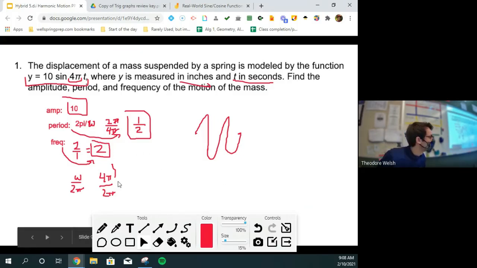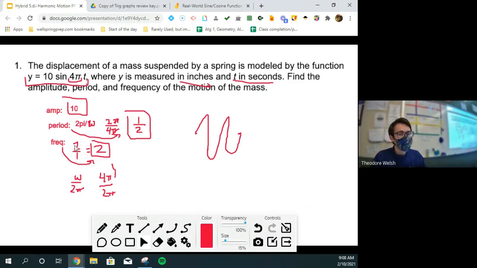So we're now just identifying some of these characteristics. The only new one really is frequency. It's just the reciprocal of period. Questions so far?